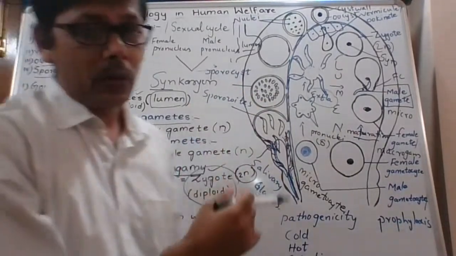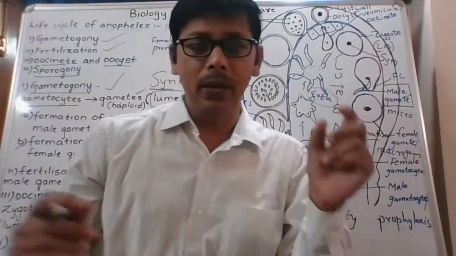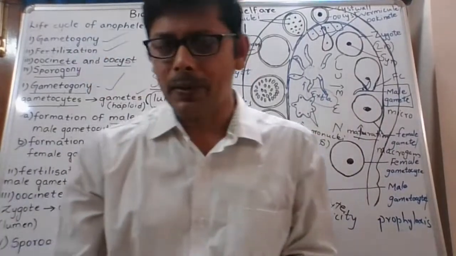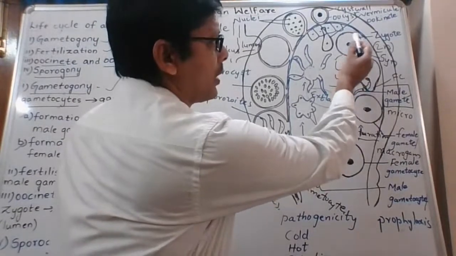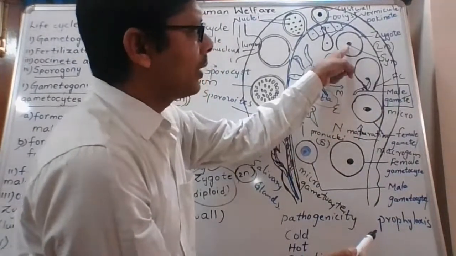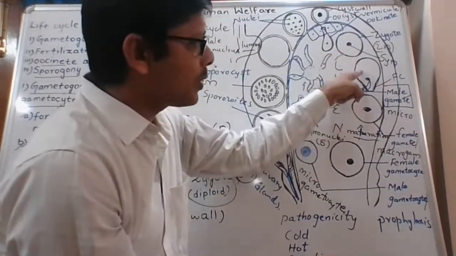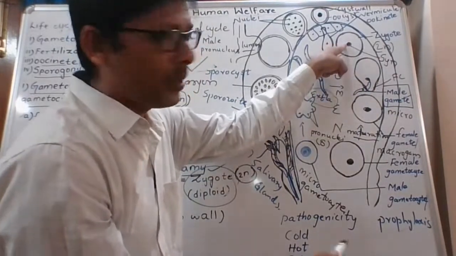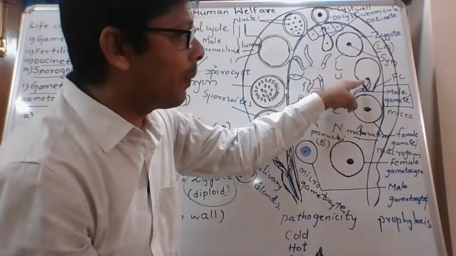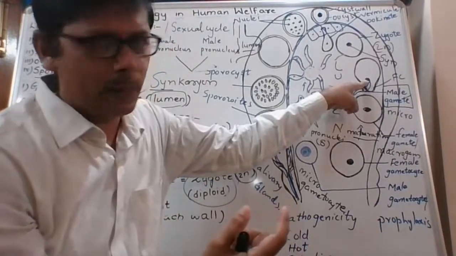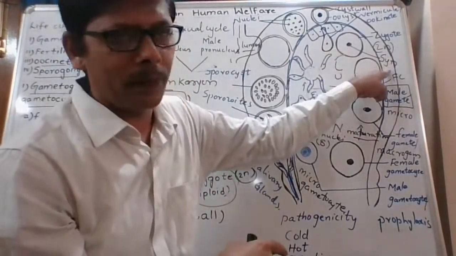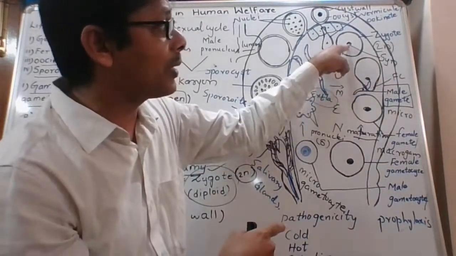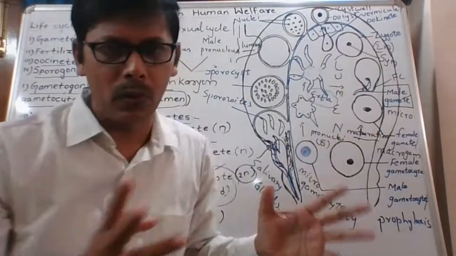Okay, now how do I define zygote? Zygote is nothing but a female gamete. This is a female gamete, but this is also a female gamete. Zygote is also a female gamete, but this one is a female gamete with only its pronucleus. But this is a female gamete with syncarion. A female gamete with syncarion, we call it zygote.